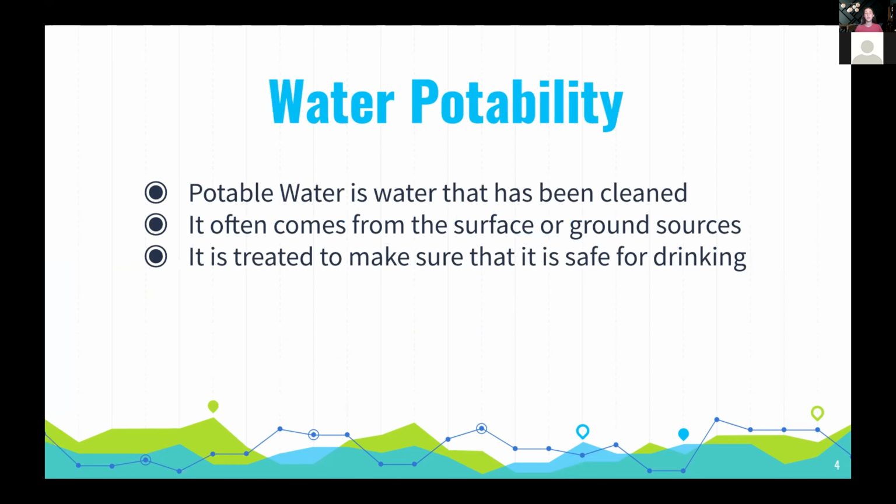So water potability is a measure of how clean your water is and if it's safe for drinking. So potable water is water that has been cleaned. It could come from places like the surface, like a puddle or a well, or it can also come from underground sources like a mountain spring. And it is a measure of how safe it is to be drank. So potable water is water that has been treated and is considered to be completely safe for people to drink.